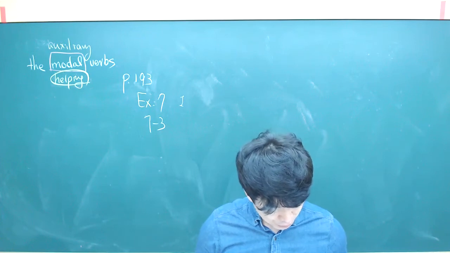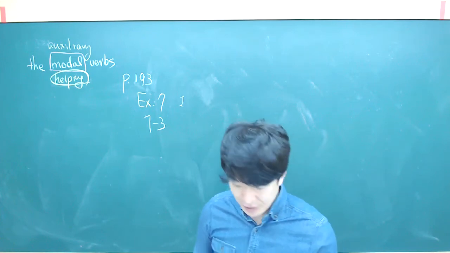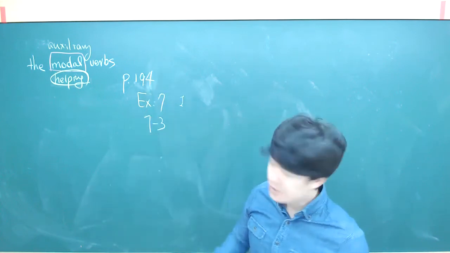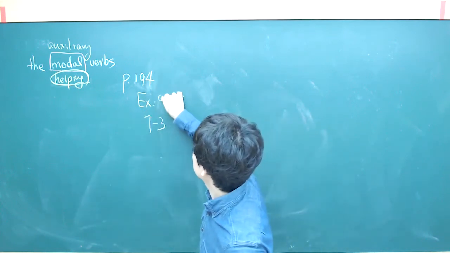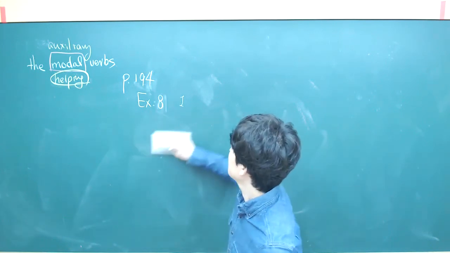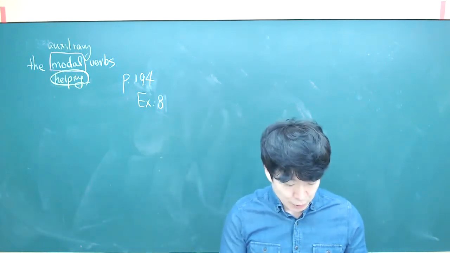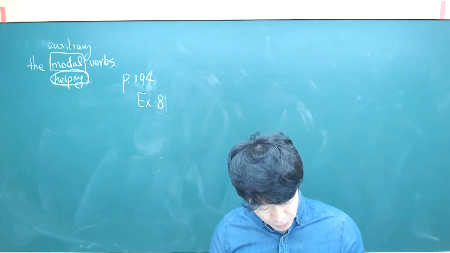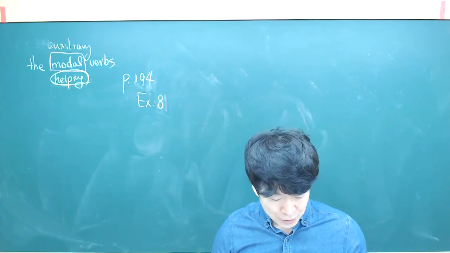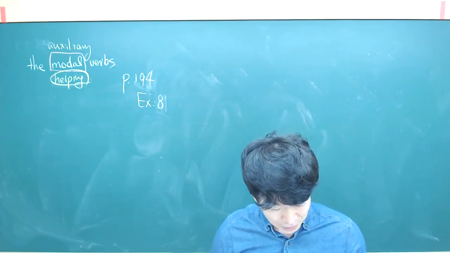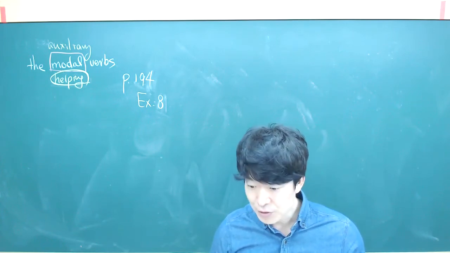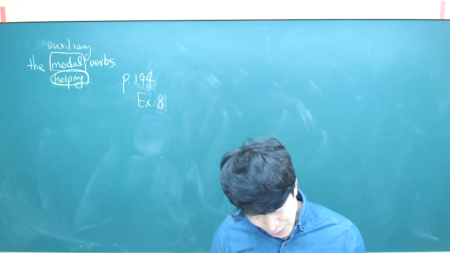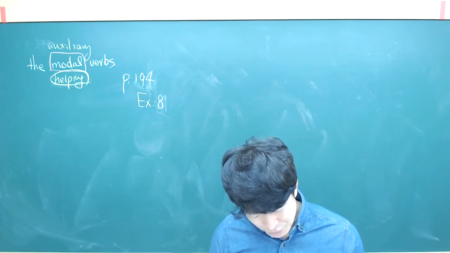Let's move on to the next page, page 194, exercise 8. We can practice using some examples of modal verbs. Question 1, I can play only one musical instrument, the piano. I cannot play a guitar. Let's move on to question 4. What are you going to order? I don't know, I might have tuna pasta.